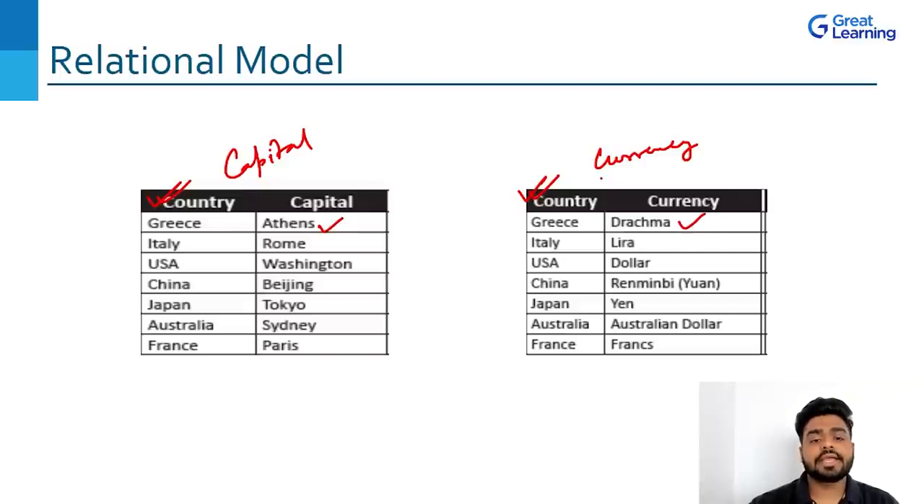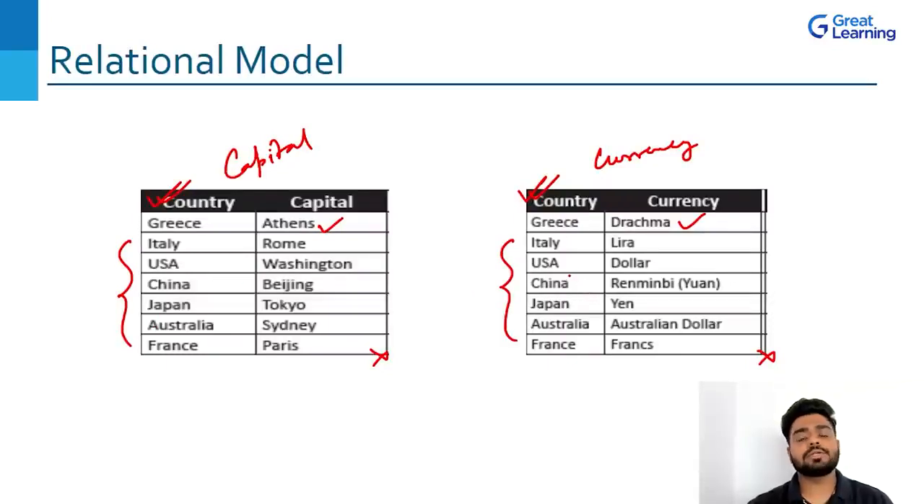drachma, correct? Similarly, if I ask for India, then for India, we don't have any capital written in this table, and we don't have any currency also written here. So for India, there will be a null value for capital and currency, right? But if I ask for Italy, USA, China, Japan, Australia, and France, we have the capital and currency in both the tables, and we will be able to get it. This is what a relational model is. This is what a relational table is.